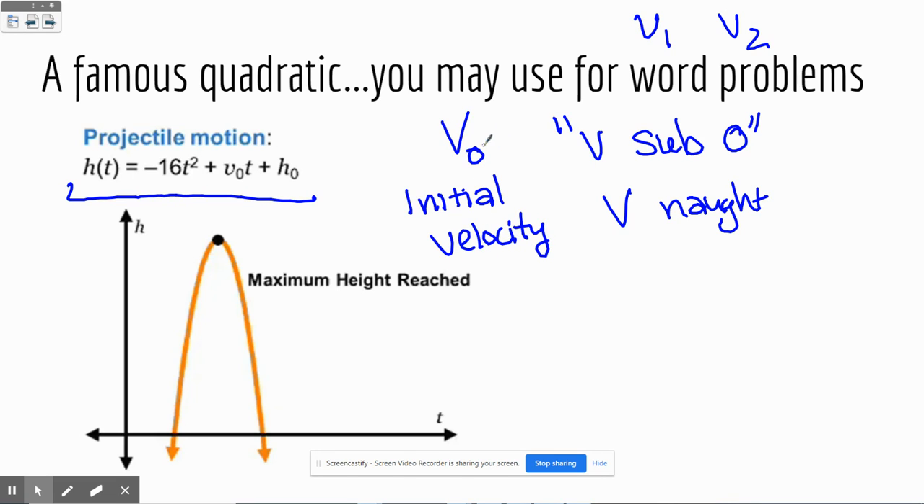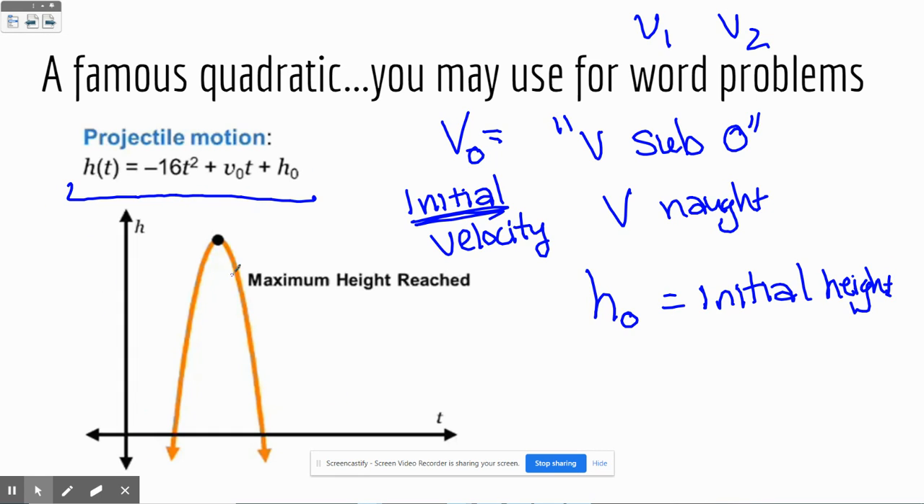So V sub O is just a fancy variable, has nothing to do with 0. The 0 is there to tell you it's the initial velocity. T is going to stand for time, and it will be there twice. And H sub O is the initial height. So that little sub-0 usually talks about initial things.